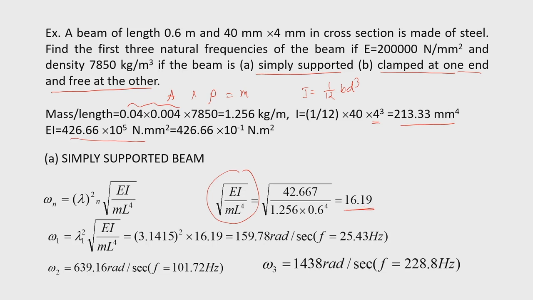So in the simply supported condition, the first natural frequency, lambda 1 being the root of the frequency, is 3.1415 squared, that is pi squared, multiplied by this constant, so it comes as 159.78 radian per second, and in hertz it is 25.43 hertz. Similarly, the second frequency comes as 639.16 radian per second, and in hertz it is 101.72 hertz. The third natural frequency is 1438 radian per second, and in hertz it is 228.8 hertz.